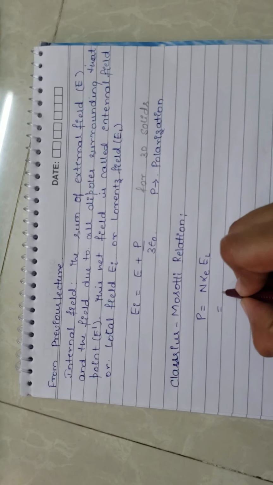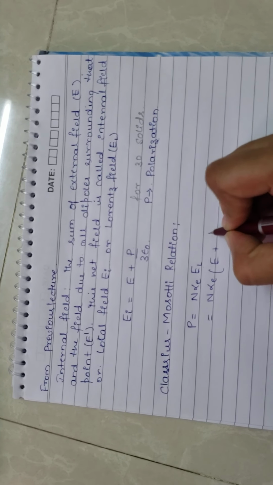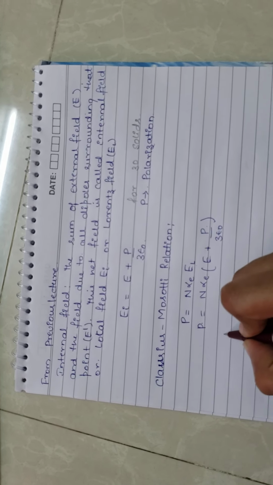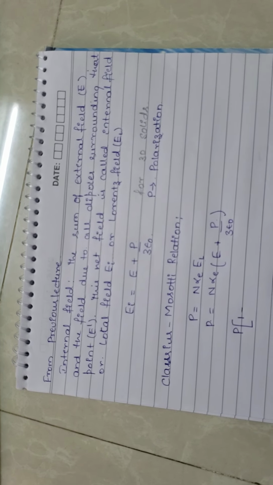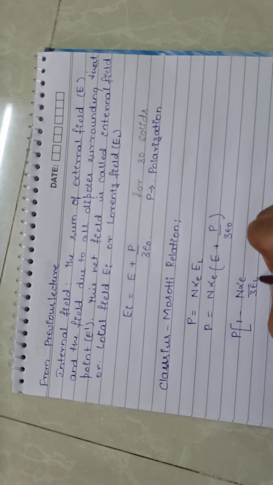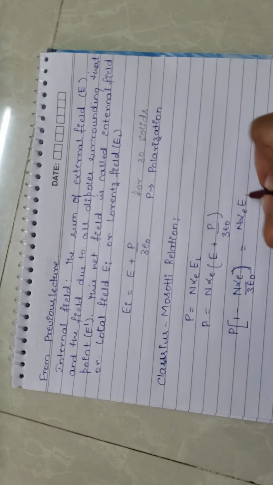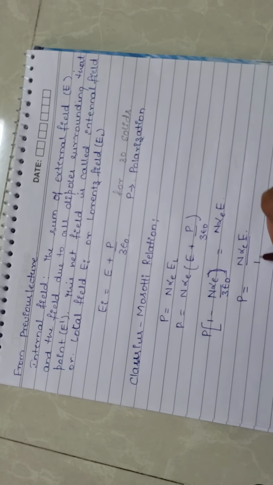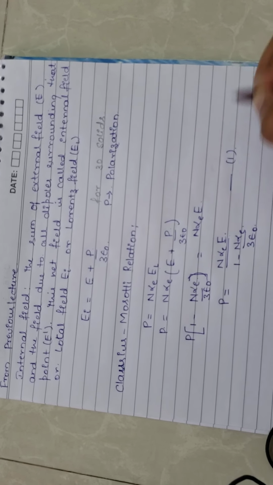So now we shall substitute for the Lorentz field or the internal field. N alpha E into E plus P divided by 3 epsilon naught. Now we shall solve for P in this expression. I will take P common here. P minus N alpha E divided by 3 epsilon naught is equal to N alpha E into E. We shall solve for P. P is equal to N alpha E into the field divided by 1 minus N alpha E divided by 3 epsilon naught. I will call this equation 1.